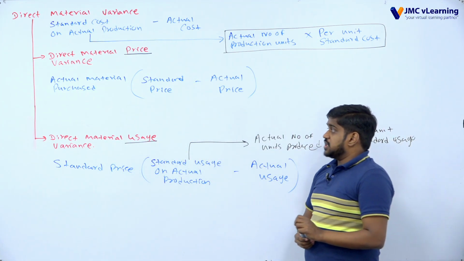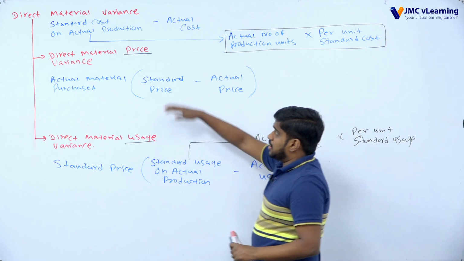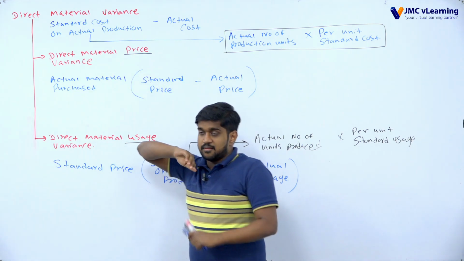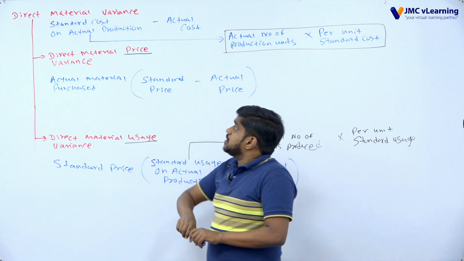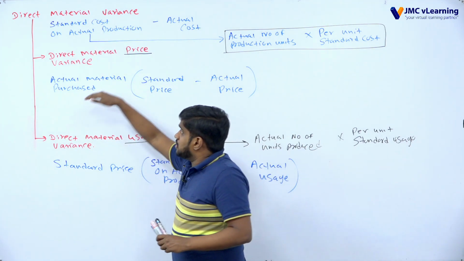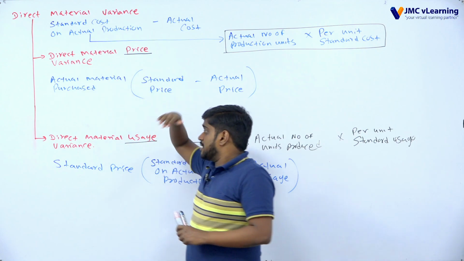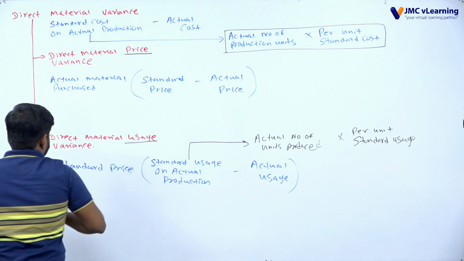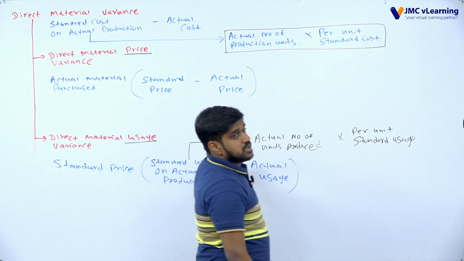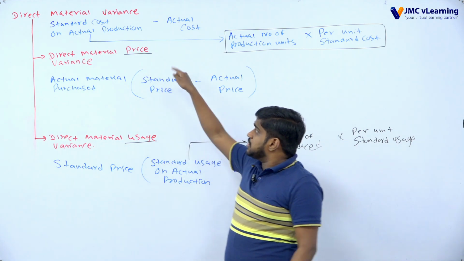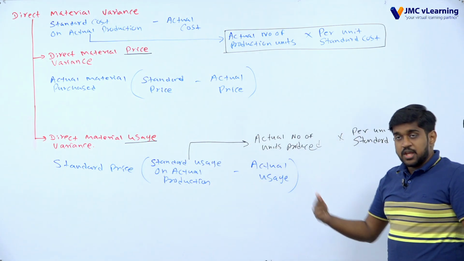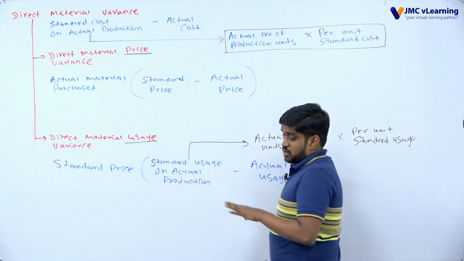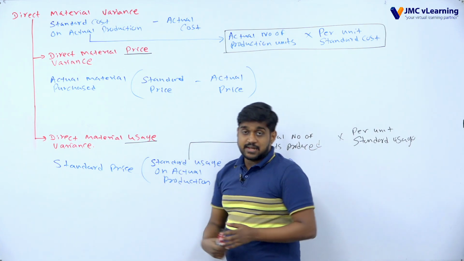Okay, these are the sub variances that we have to calculate under the direct material variance: direct material price variance and direct material usage variance. The summation of these two, the direct material price variance and the direct material usage variance, should equal the direct material total variance. That is another way to calculate direct material variance.